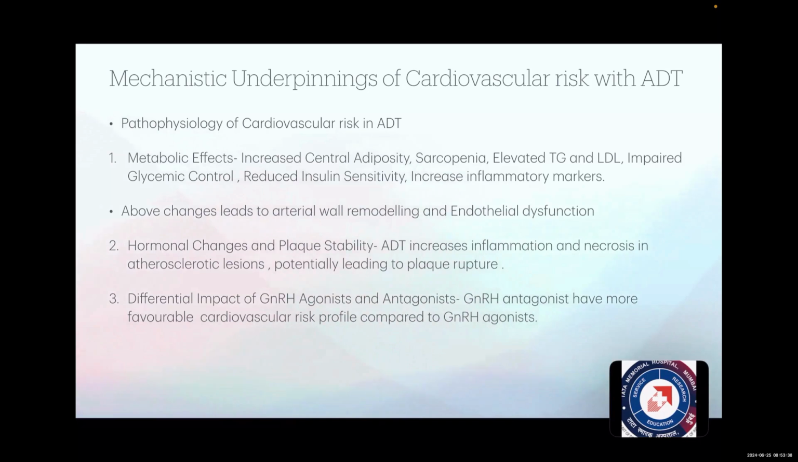Emerging evidence suggests that GnRH antagonist may have a more favorable cardiovascular risk profile compared to GnRH agonist. GnRH antagonists directly inhibit GnRH receptors and reduce the release of FSH and LH, leading to more rapid and consistent suppression of testosterone levels without the initial surge seen with GnRH agonist. This differential impact may translate to lower risk of cardiovascular events in patients who are treated with GnRH antagonists.